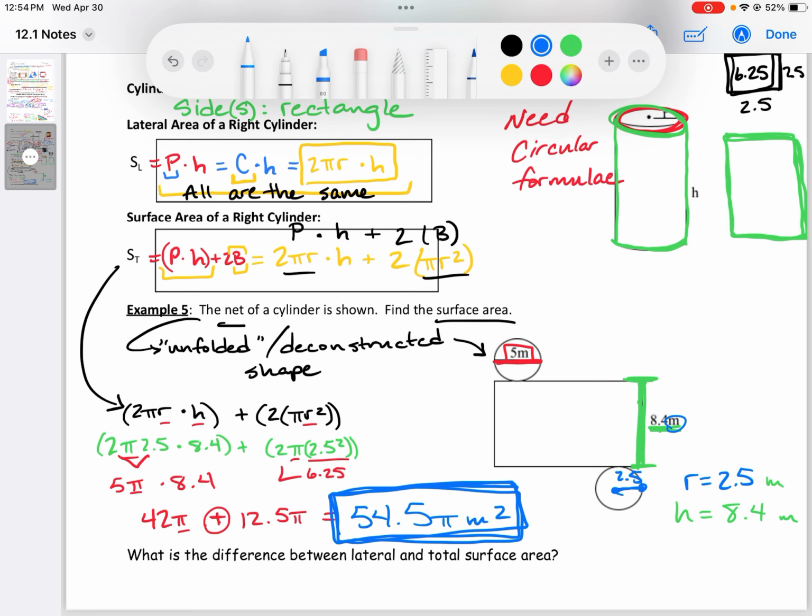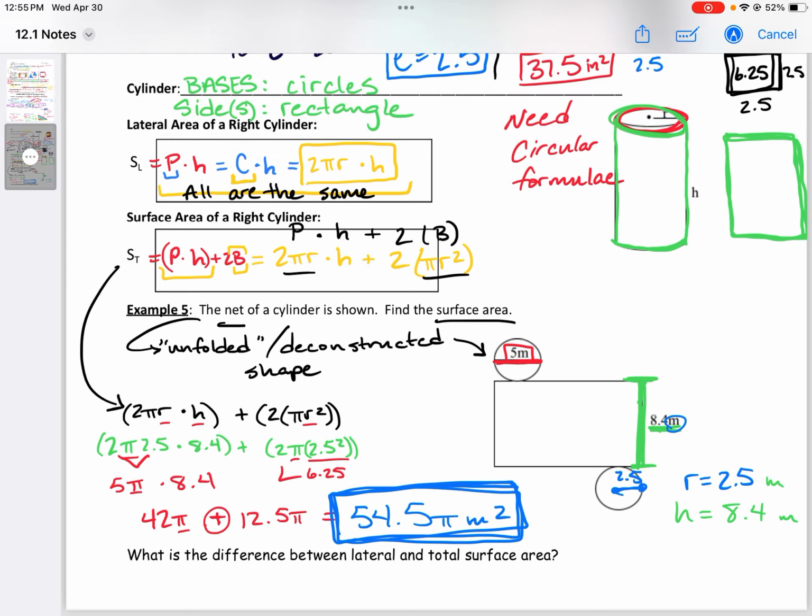All right, last you have a writing question that says, what's the difference between lateral and total surface area? So make sure you give a good quality written response so that you can get full points and make your teacher proud.